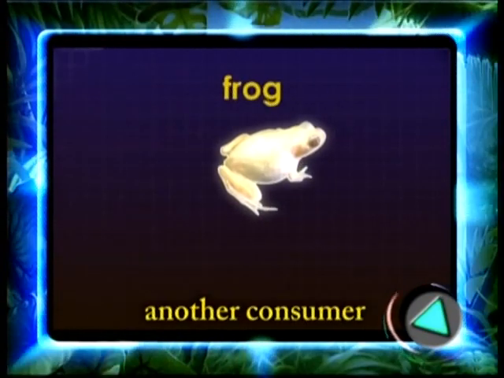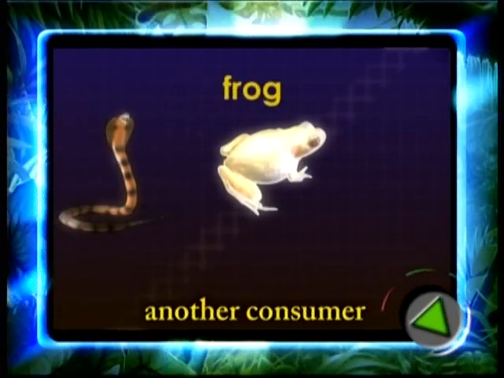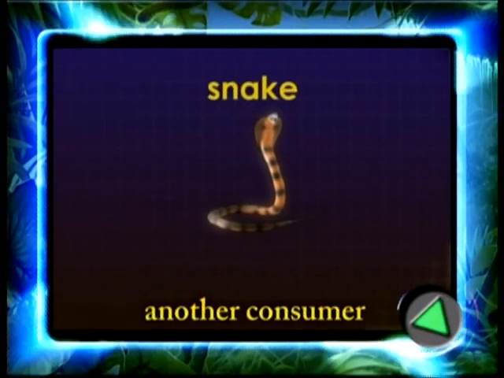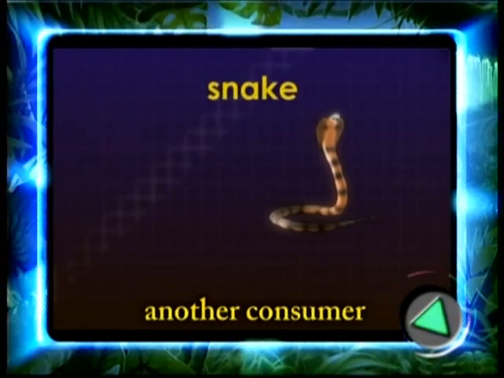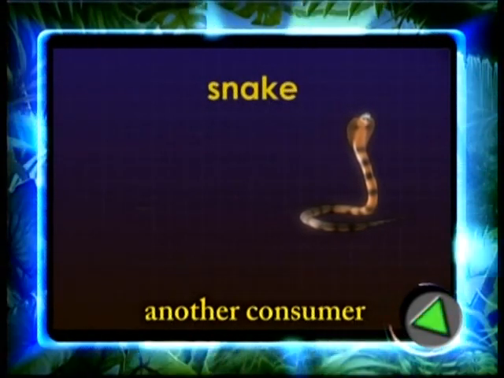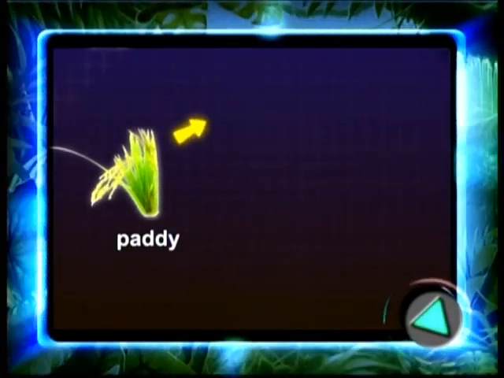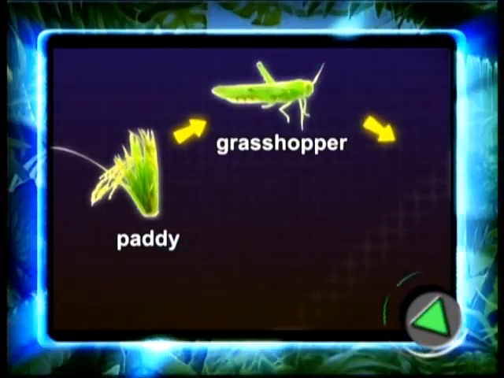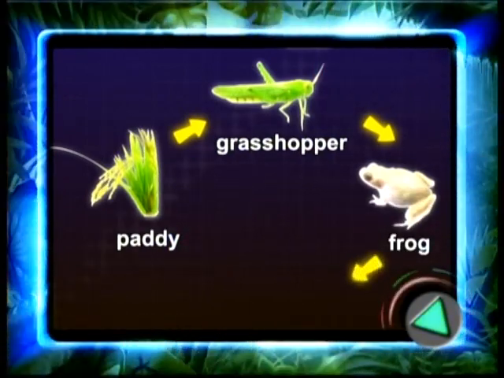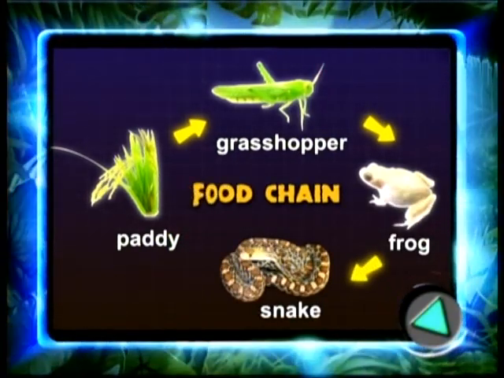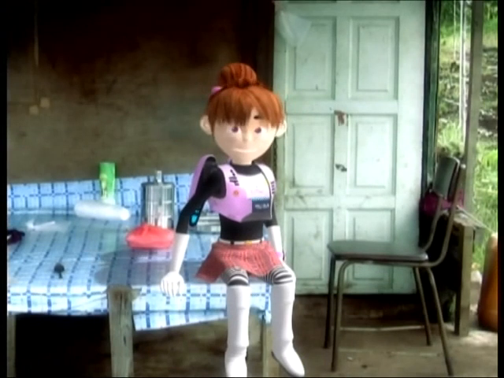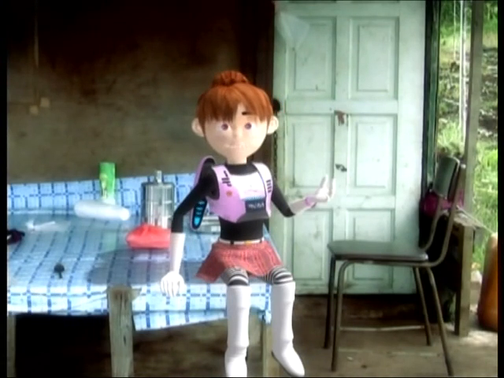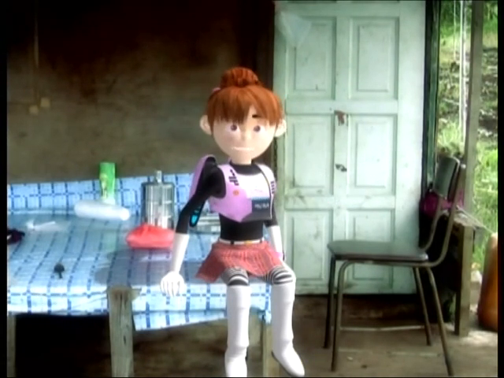The frog comes and eats the grasshopper. This is the snake that eats the frog that has eaten the grasshopper. The snake is another consumer. You see now how living things need each other to survive, because they become food to each other.